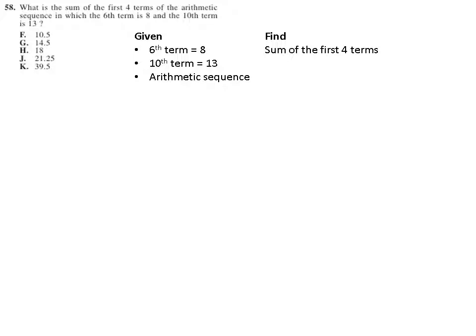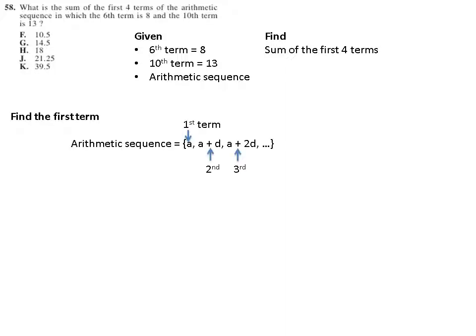What is the sum of the first four terms of the arithmetic sequence in which the sixth term is 8 and the 10th term is 13? So we're given some information about the terms, and we're told to find the sum of the first four terms.